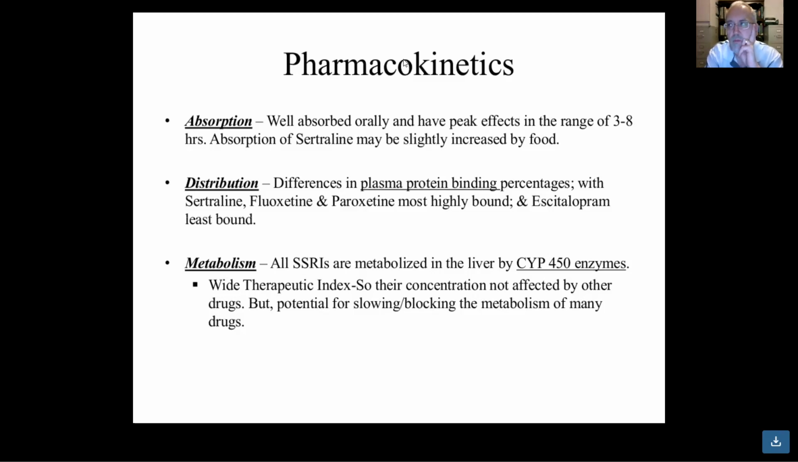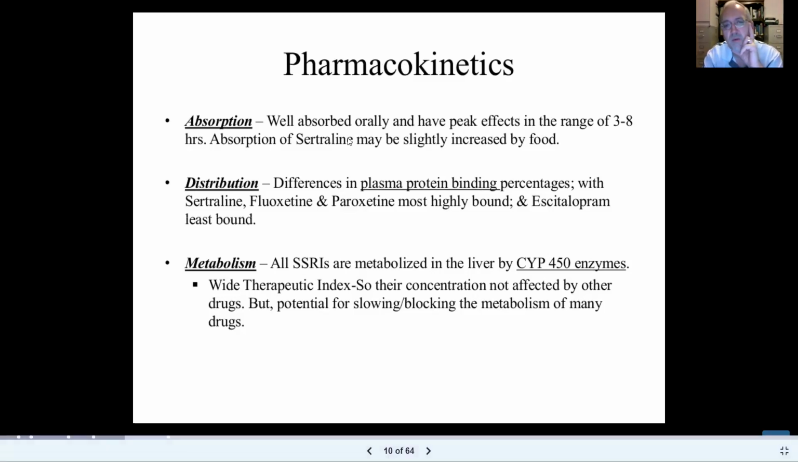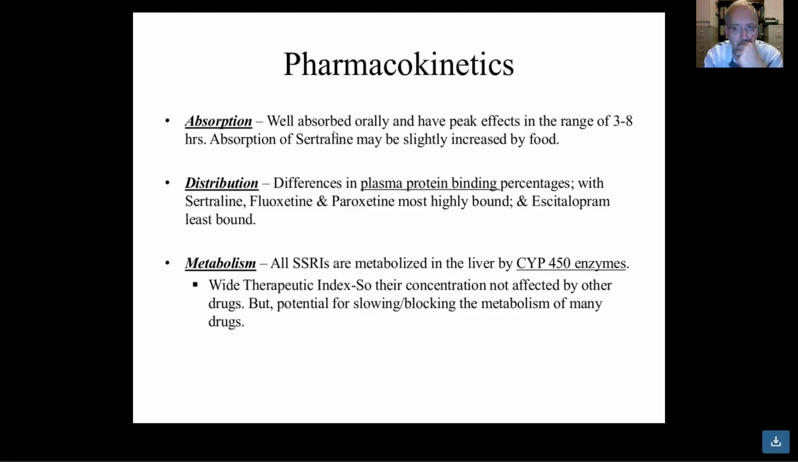So, pharmacokinetics can be a very important topic when it comes to psychiatric medications in particular, because it's not something that people necessarily think a lot about. So let's talk about, particularly with SSRIs, some of the areas of pharmacokinetics that are often important when talking about psychiatric medication.